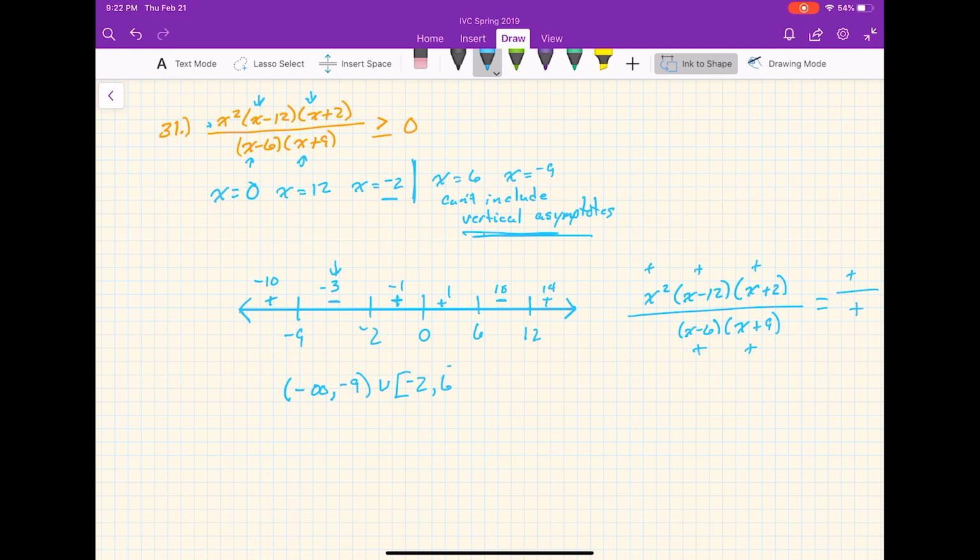But it also goes all the way to 6. So from 0 to 6, it's also positive. But 6 was from the denominator, so we can't include that. So we have to do a parenthesis. And then the union symbol, and then we get to 12, which came from the numerator, so we include that, and it goes to infinity after that. So that's our answer for 31.